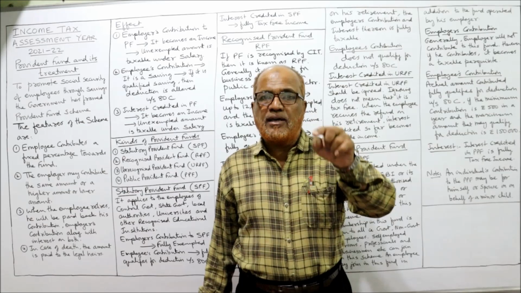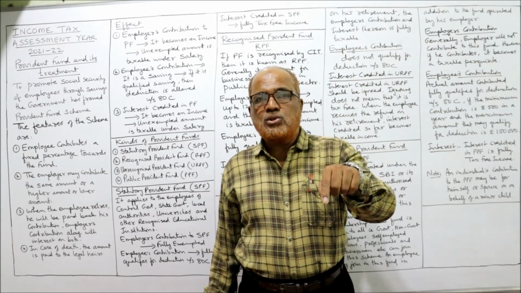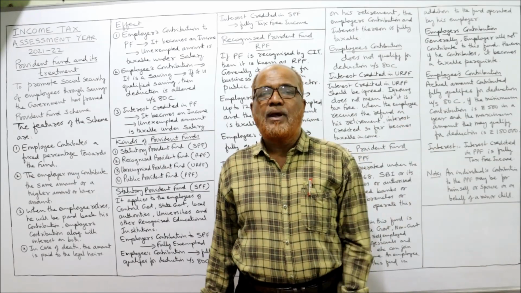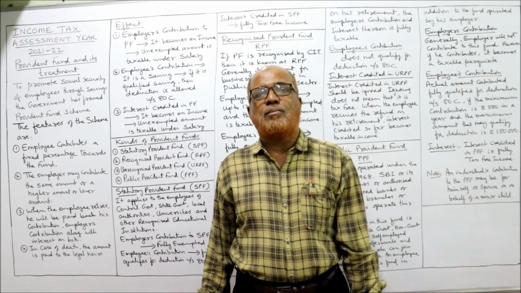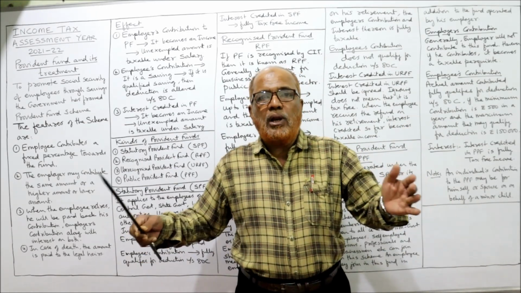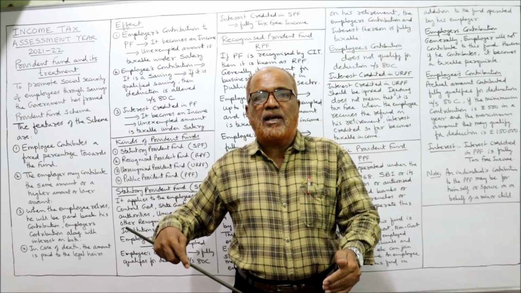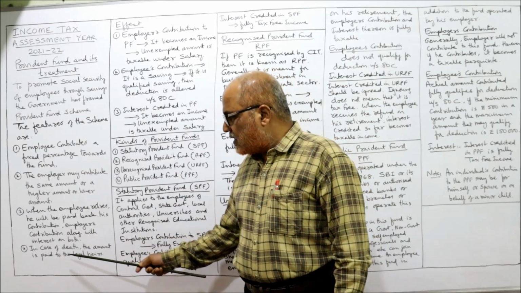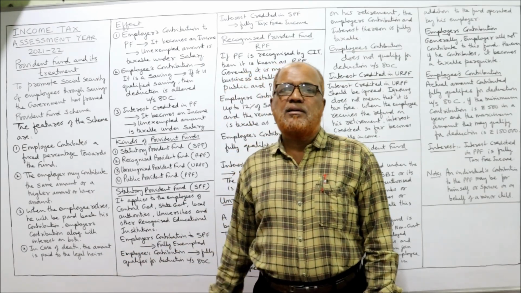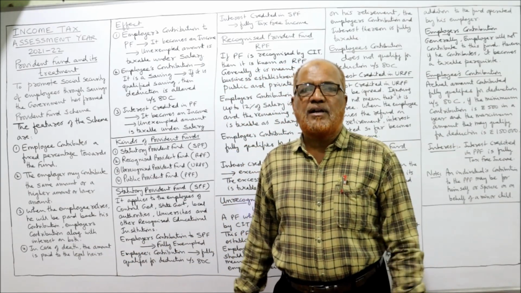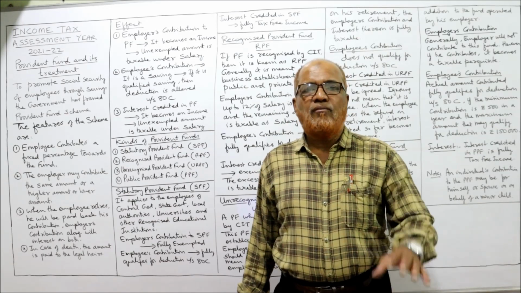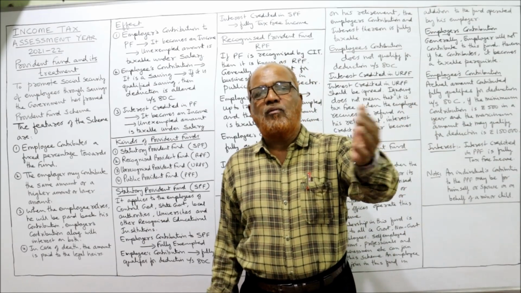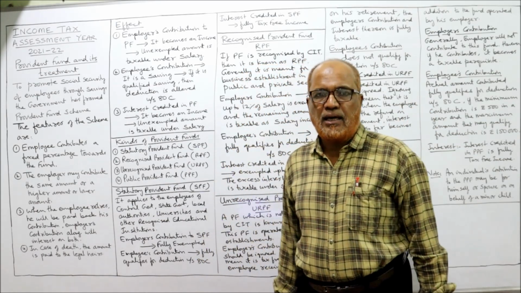So he will get back his own money, and also the money contributed by the employer and the interest on both these amounts. The whole lump sum amount the employee will get at the time of retirement. In case of death, the amount will be paid to legal heirs. Suppose all of a sudden the employee dies, then whatever amount is lying in the Provident Fund account will be paid to the legal heirs.